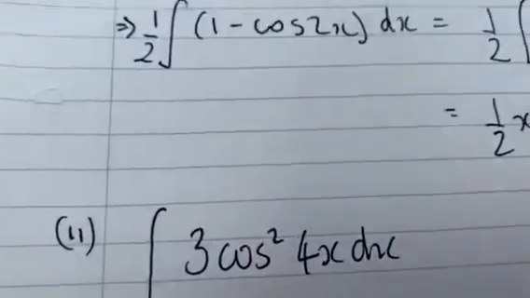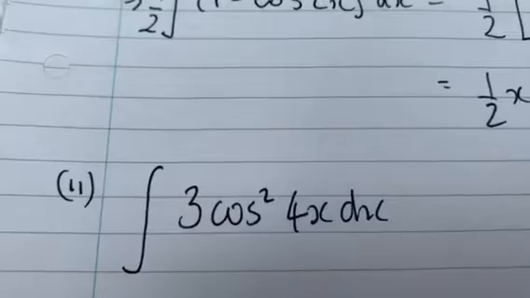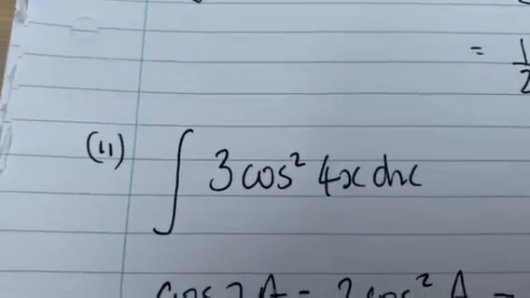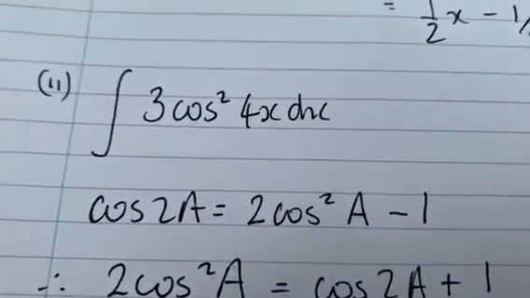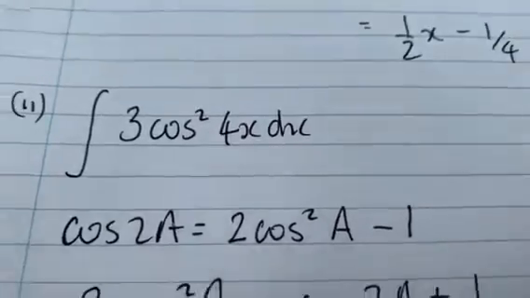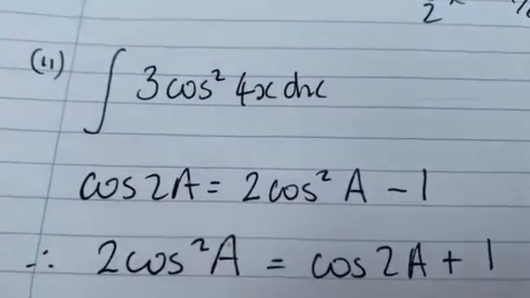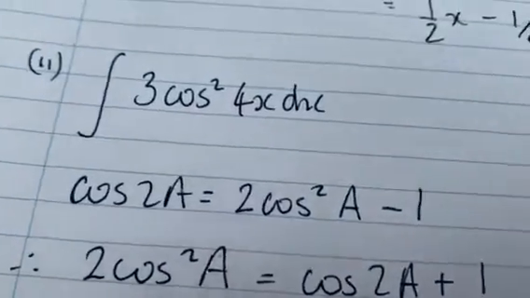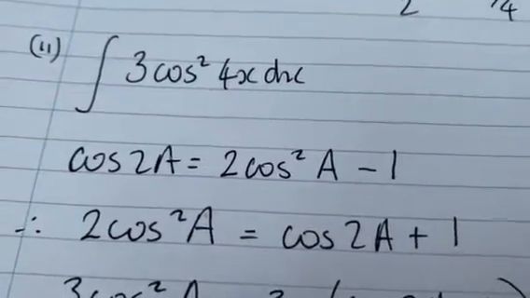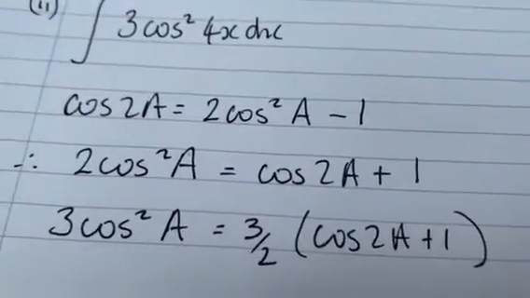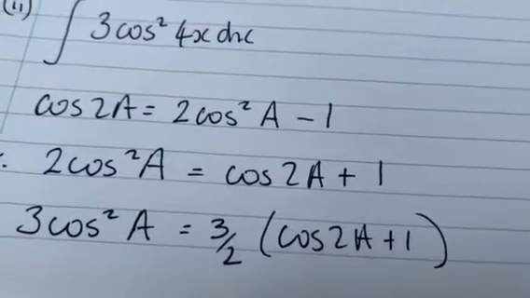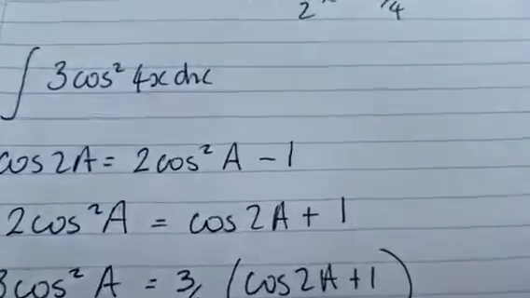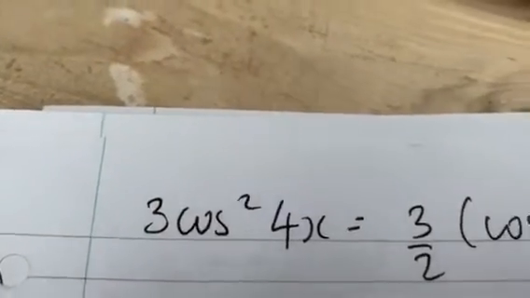You then, if you had a multiple of your angle, so here we've got the integral of 3 cos 4x all squared, and then you would rewrite that using your cos 2a. I like using the 2a so that I can replace my angle more easily, and now I'm substituting. I know that 2 cos squared a is cos 2a plus 1, so 3 cos squared a is 3 over 2 of cos 2a plus 1. And I'm now going to replace my a with 4x.